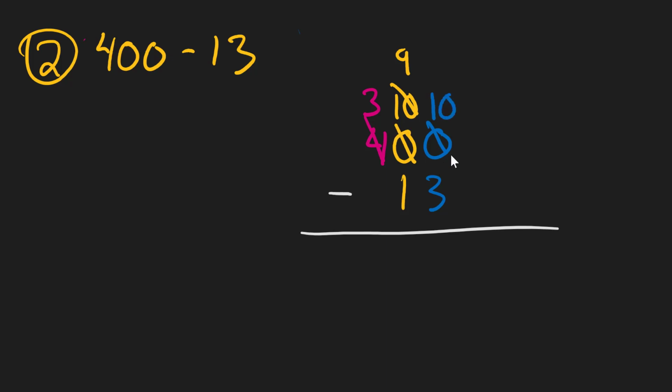And so now we have 10 minus 3, which is 7, and 9 minus 1, which is 8, and 3 minus nothing, which is 3. And so the answer is 387.